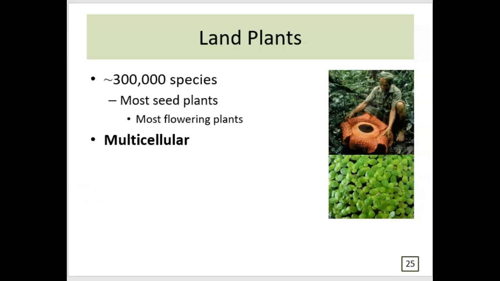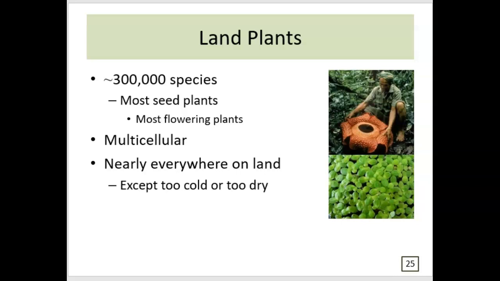All plants are multicellular. So you might hear people talk about single-celled plants. If they say that, they're referring to what we would call protists. Plants are found pretty much everywhere on land. The only real limitations have to do with if temperatures are way too cold or way too dry.